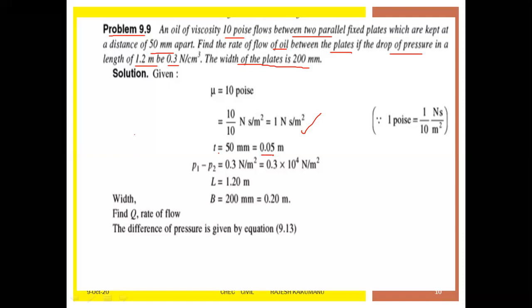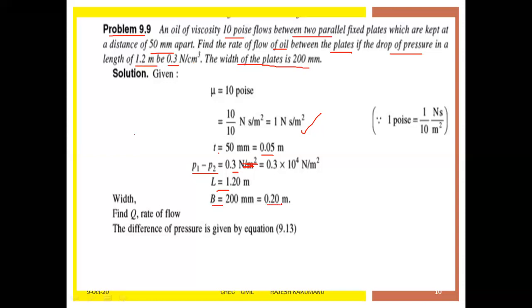Then, what is the pressure drop? Pressure gradient is separate, pressure drop is separate. Therefore, pressure drop is P1 minus P2, which is 0.3 Newton per centimeter square. Since it is in centimeters, we convert it into meters like this. Then, what is the length? The length of the plate is 1.2 meter. Next, the width of the plate is 200 mm, that is 0.20 meter.